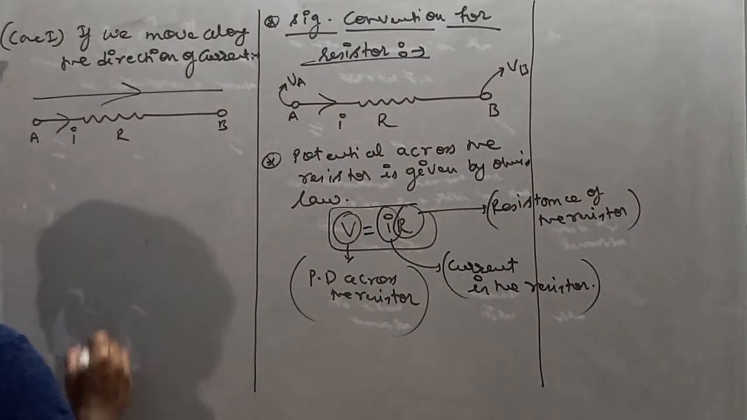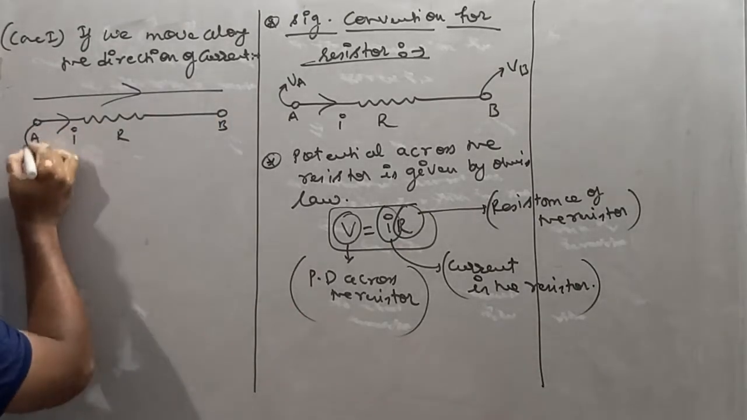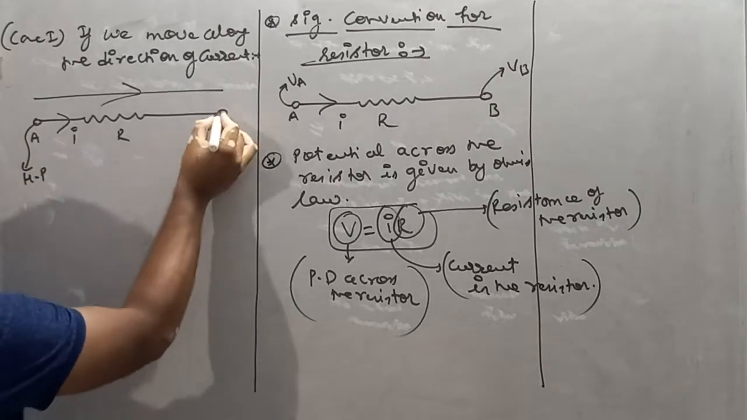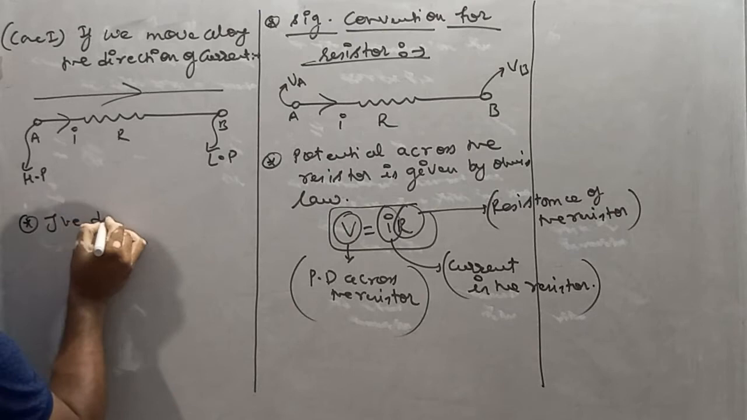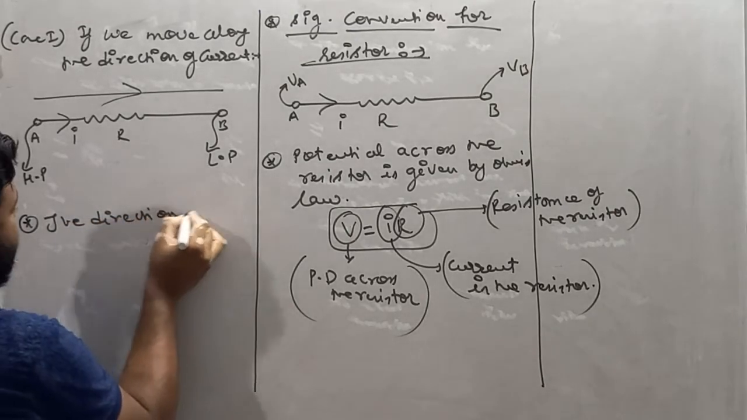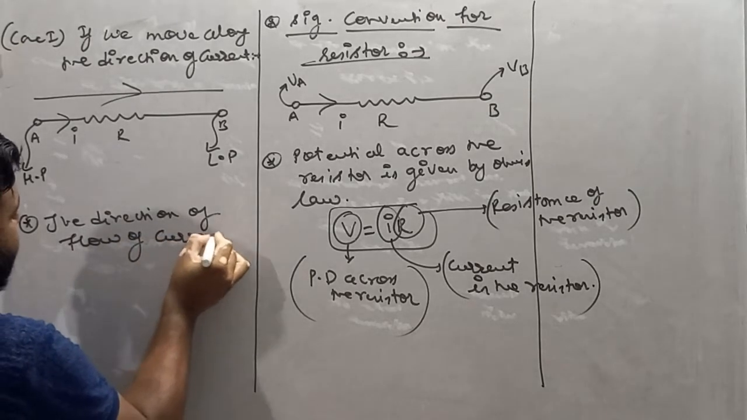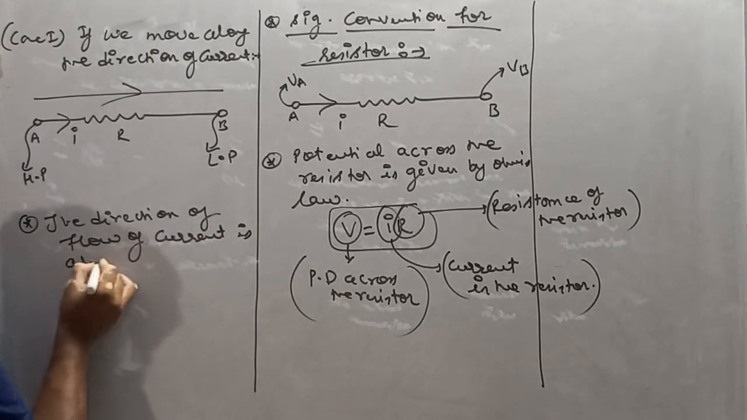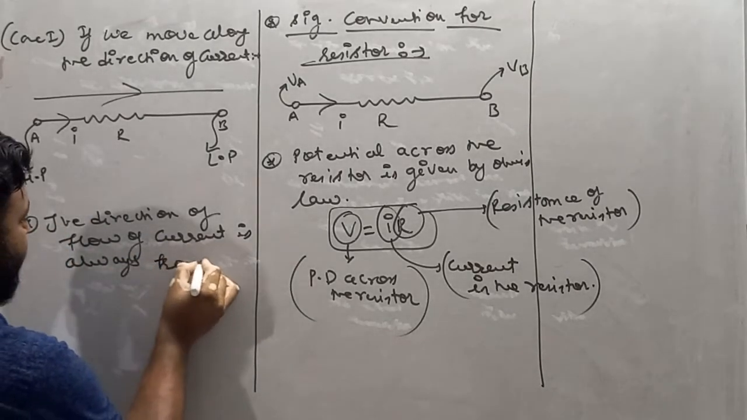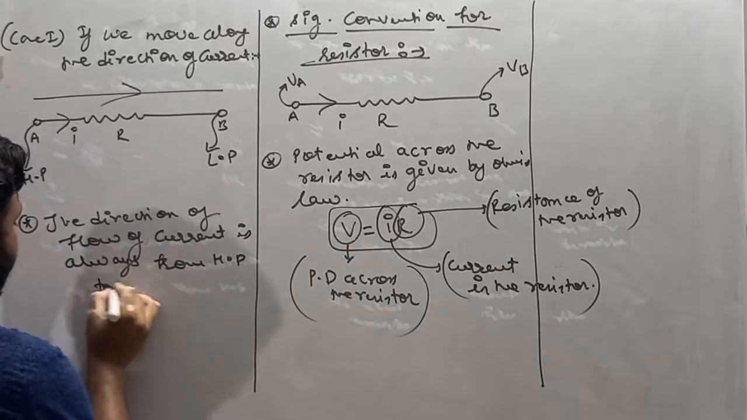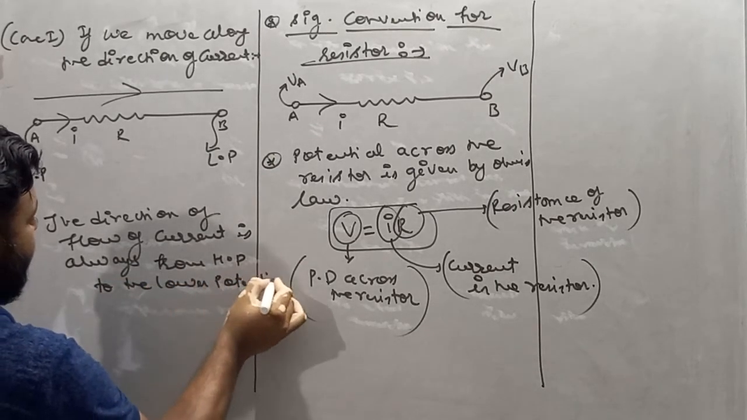Now see my dear student, the direction of current is from A to B. It means A carries higher potential and B carries lower potential, because we know that the direction of flow of current is always from higher potential to lower potential.